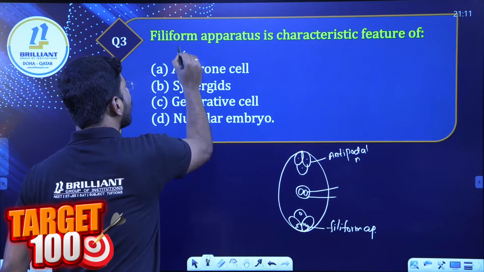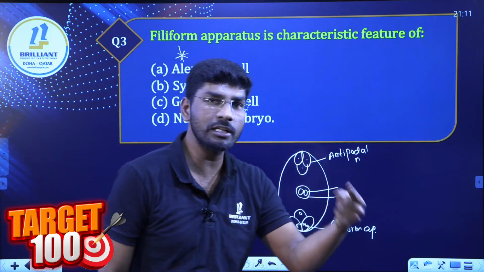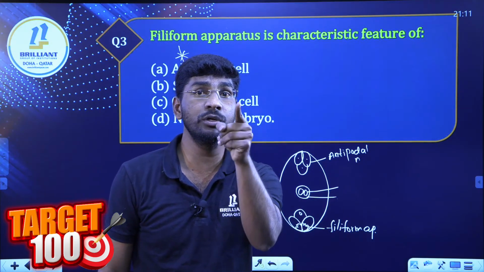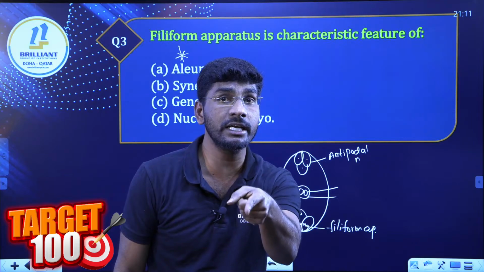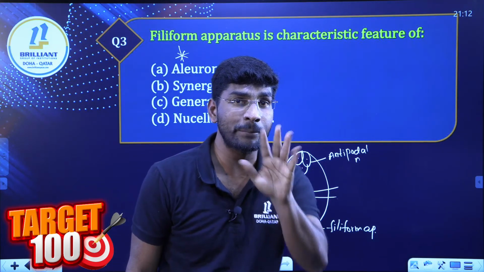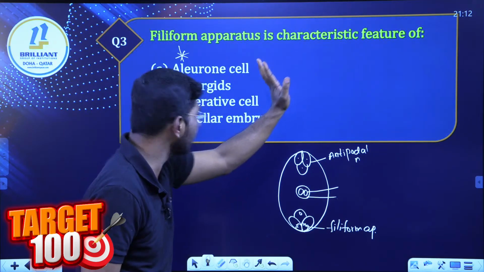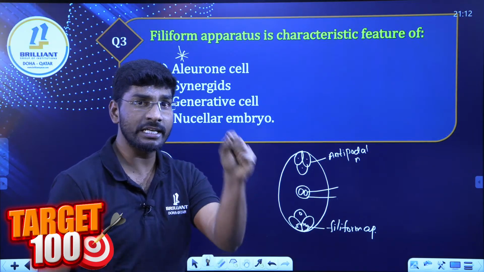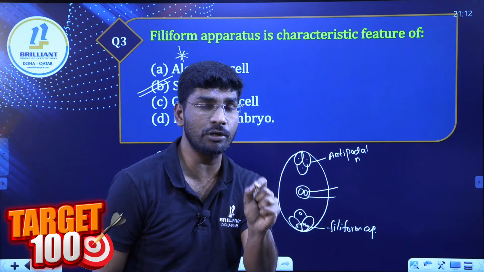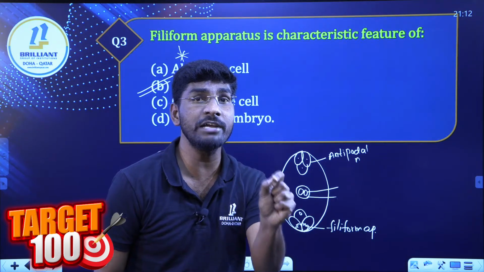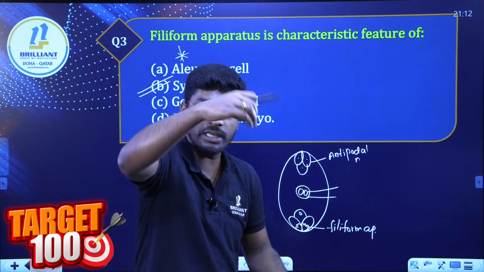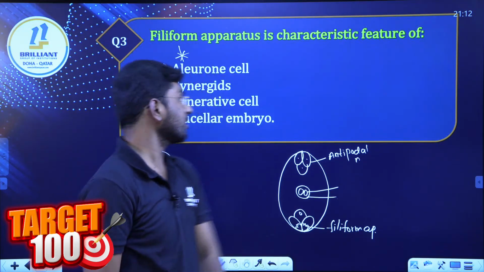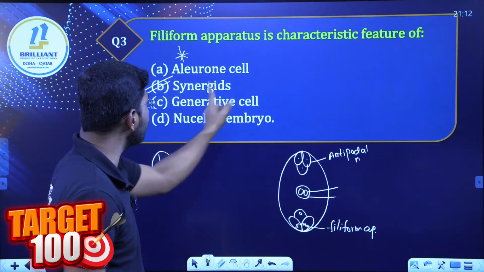Aleurone cells. What are these aleurone cells? They are endospermic cells. The aleurone layer you would see in monocot seeds, especially rice seed, is a proteinaceous endosperm layer. This belongs to the seed, so this is not the answer. Now synergids: in the synergid there is a specialized structure called the filiform apparatus. This filiform apparatus guides the pollen tube towards the egg cell. Remember this. So the answer is that the filiform apparatus is a characteristic feature of synergids.